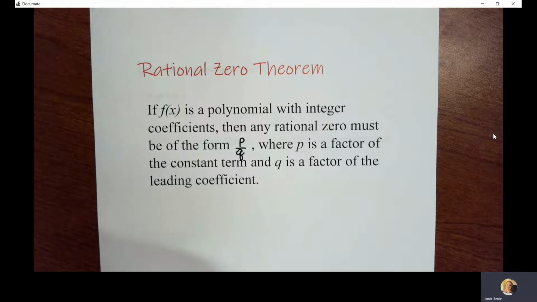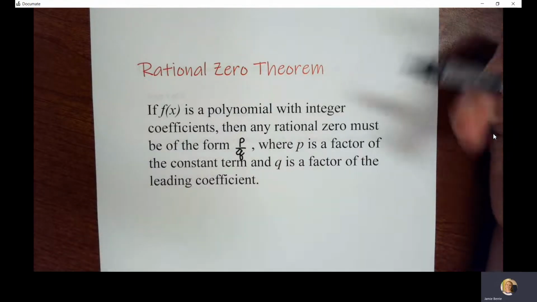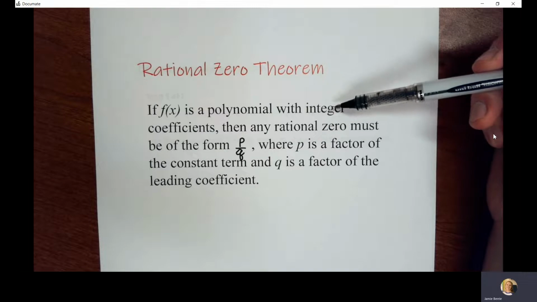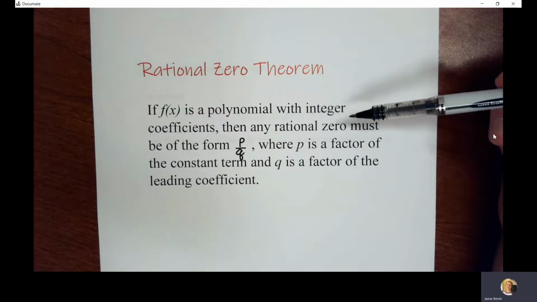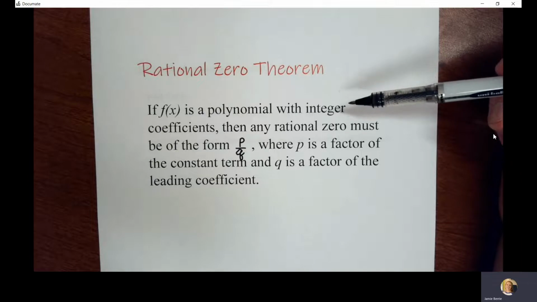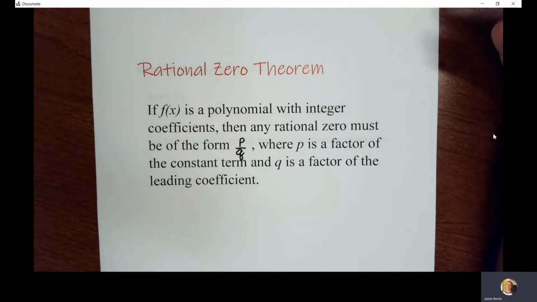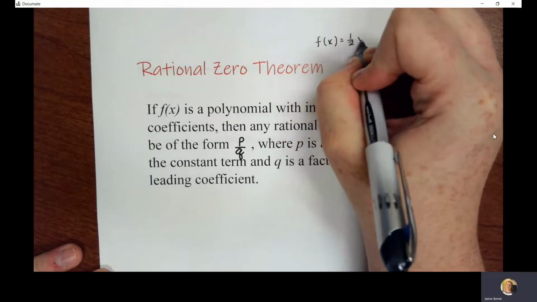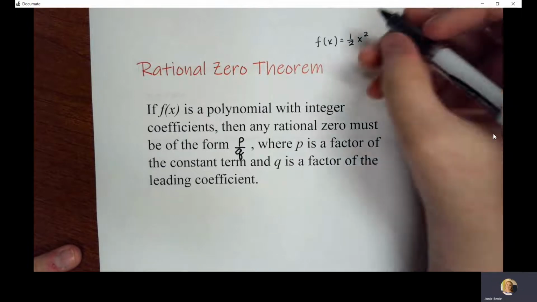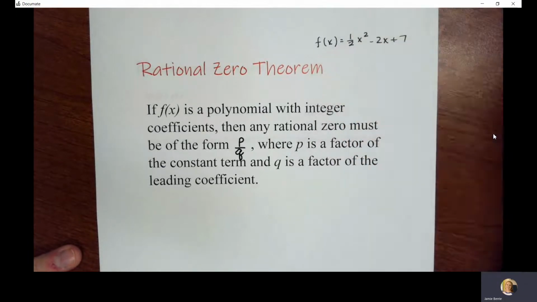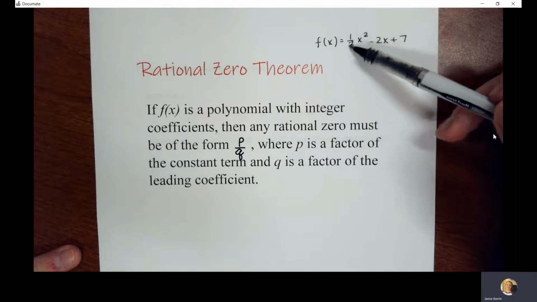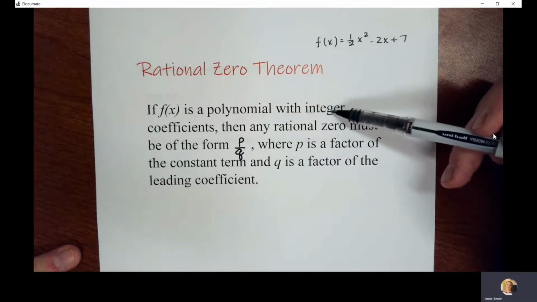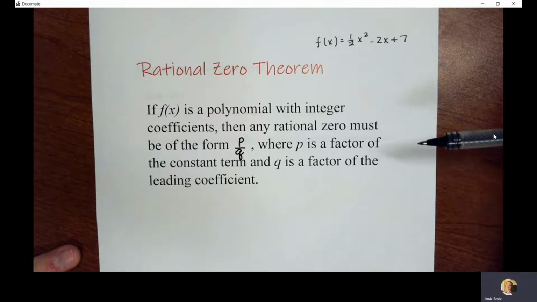All right, so let's talk about how we can use this theorem and the limitations of this theorem. One of the limitations is that the polynomial itself has to have integer coefficients. So that means that your polynomial can't have coefficients like, for example, 1/2 x squared. You couldn't have this type of polynomial here because that coefficient is not an integer. So you have some limitations in the type of polynomials that you can be looking at.